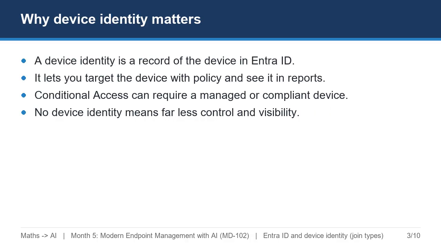So why do we care about a device having an identity? A device identity is simply a record of that device in Entra ID. Once that record exists, you can target the device with policy, you can see it in reports, and conditional access can insist that only a managed, compliant device gets to reach your data. Without that identity, you have very little visibility and very little control.